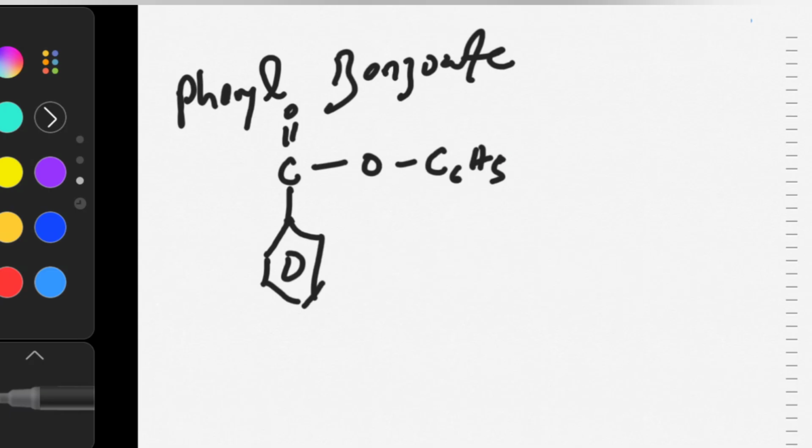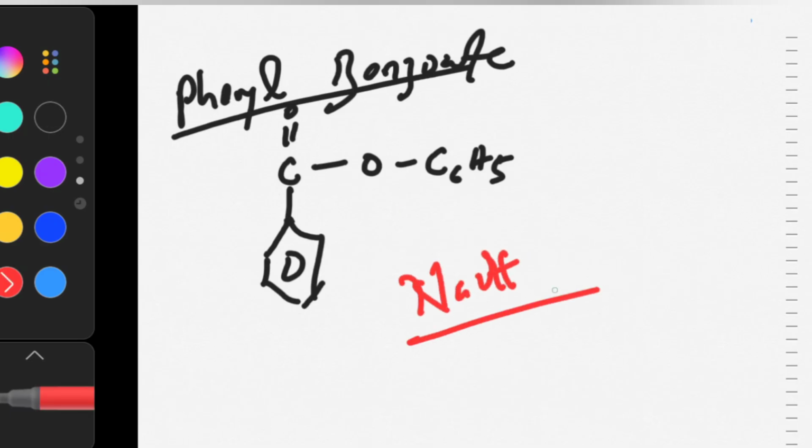C6H5... Okay, this is basically phenyl benzoate. Right, so it's produced through the Schotten-Baumann method. You should know the reagents and the equation of reaction, right? And basically we use this reagent. Sodium hydroxide was used, right? It's a nucleophilic process of reaction.